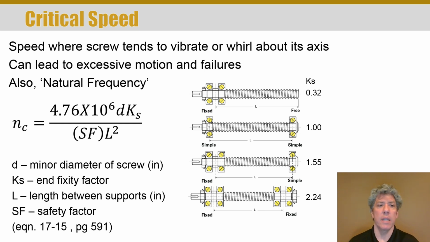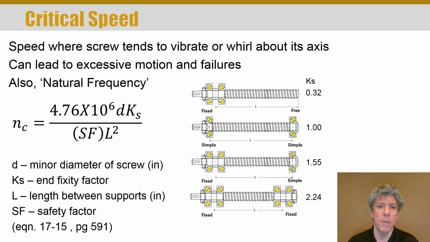Now, we can calculate the natural speed, or the critical speed, from the equation in the text, where D is the minor diameter of the screw, Ks is the end fixity factor, and I want to explore that a little bit. You may remember when we talked in strength of materials about columns that would buckle. There's something to be said there for power screws, but hopefully you can understand that the way that the ends of the shaft are fixed will affect the natural frequency of the shaft as well as whether or not it will buckle.